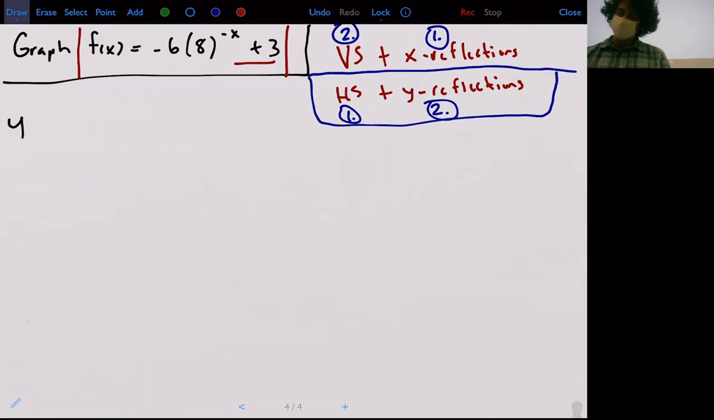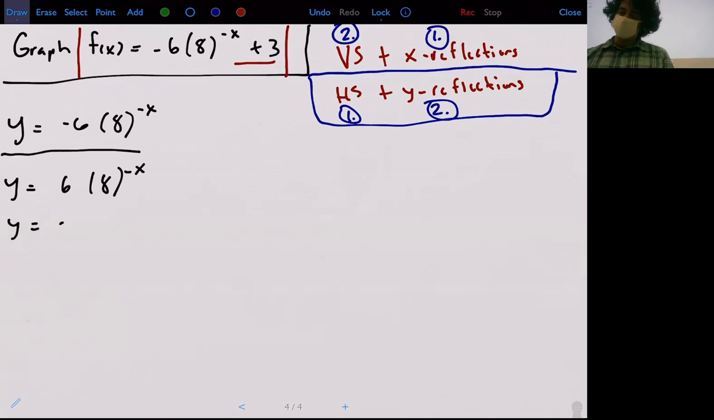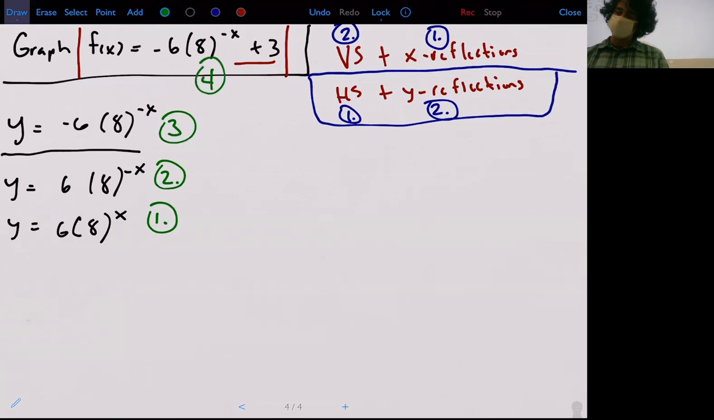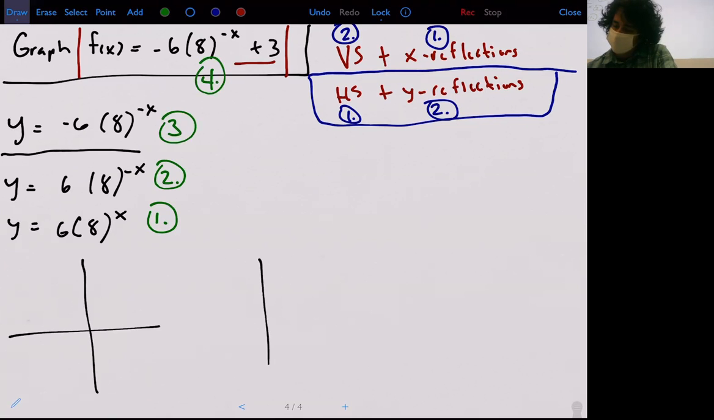So our function is going to be y is equal to negative 6 times 8 raised to the negative x. And now it doesn't matter which reflection we take off. So we'll get rid of the negative in front of the 6 first. So we'll get y is 6 times 8 raised to the negative x. And then finally, we'll get y is equal to 6 times 8 raised to the x. And we're going to graph these sequentially so that we can see how the transformations are working. By the time we get to number 4, we'll have our solution. So let's go ahead and draw 4 graphs real fast.